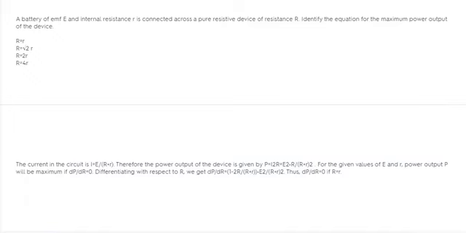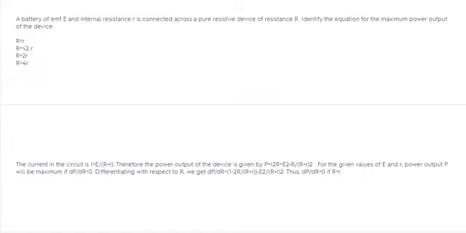A battery of emf E and internal resistance r is connected across a pure resistive device of resistance R. Identify the equation for the maximum power output of the device. R equals r, R equals 2r, R equals r/2, R equals 4r.